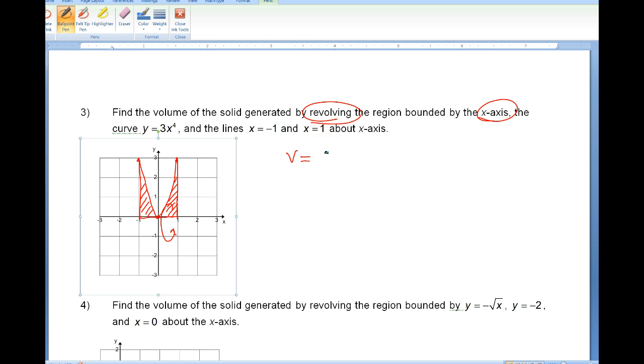Whenever we rotate a solid, it's going to be pi times the integral of whatever the radius is squared dx. The radius is going to be the curve. If we had two graphs, an upper curve and a lower curve, then we would have big R squared minus little r squared, but we just have this one function. So pi, our integral goes from -1 to 1 of (3x to the 4th) squared dx. And again, you can just plug that into your calculator.